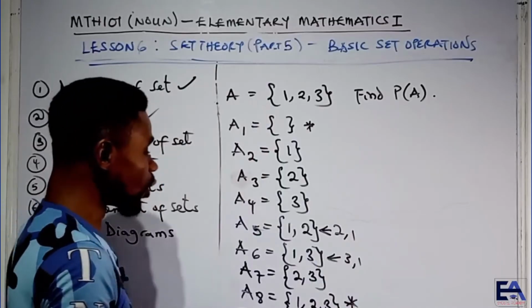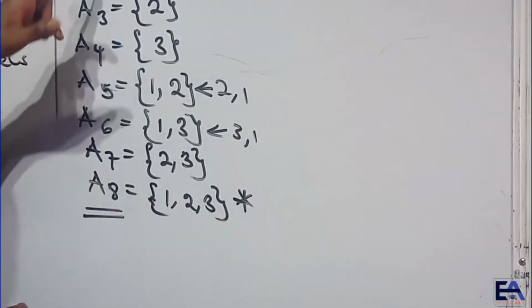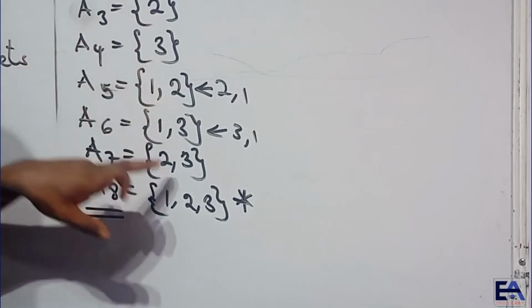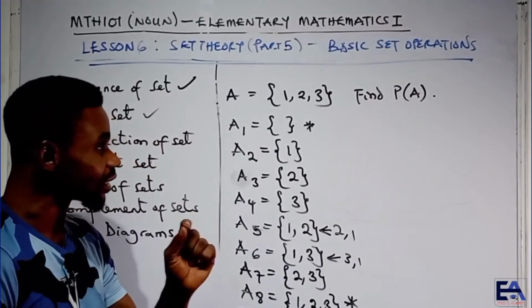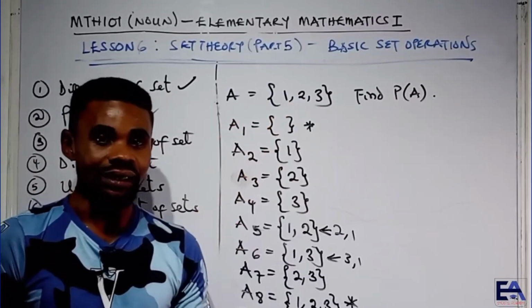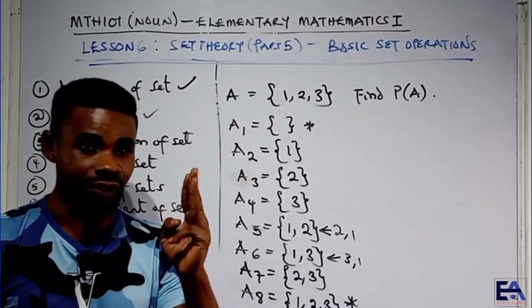Okay, so at the end of everything, we can see that we have a total of 8 subsets formed. We have 1, 2, 3, 4, 5, 6, 7, 8. A total of 8 subsets formed, and that is because A is a set of 3 elements.